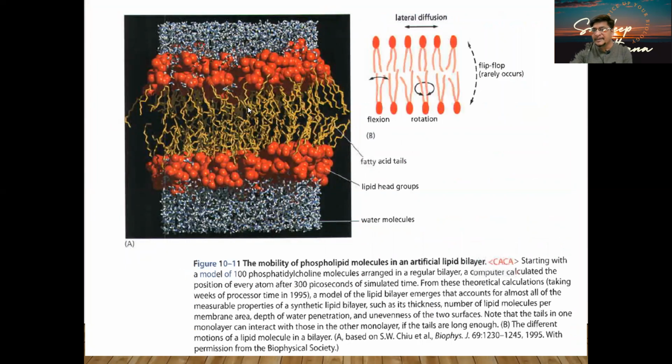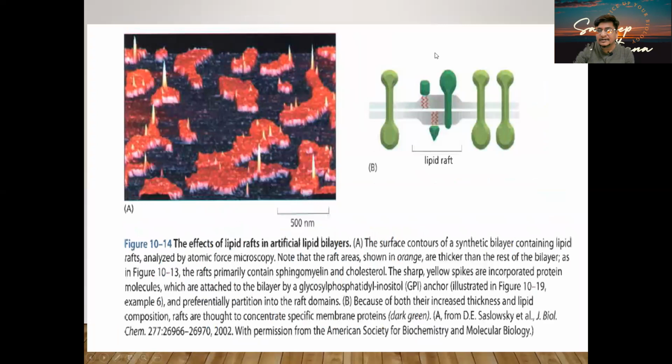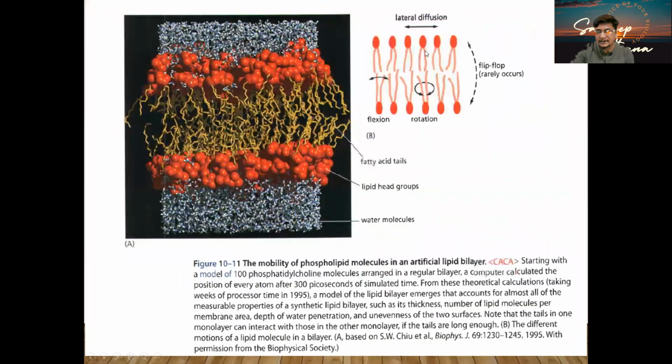Now the lipids have various ways of moving. They can move in their own layer, and the two layers are called monolayers. So they can have lateral diffusion, they can move from one place to another. Like these groups, they can move from here to here. So they can move around. And another way, they can flex their tails, or they can rotate on their axis, or they can change their positioning as well. That is called a flip-flop movement, which is not very common.